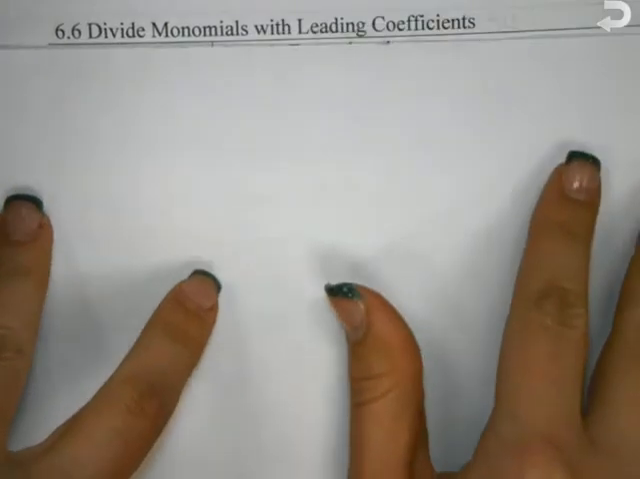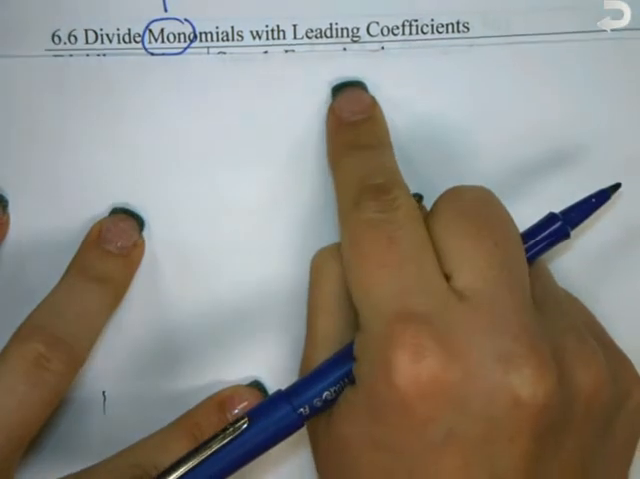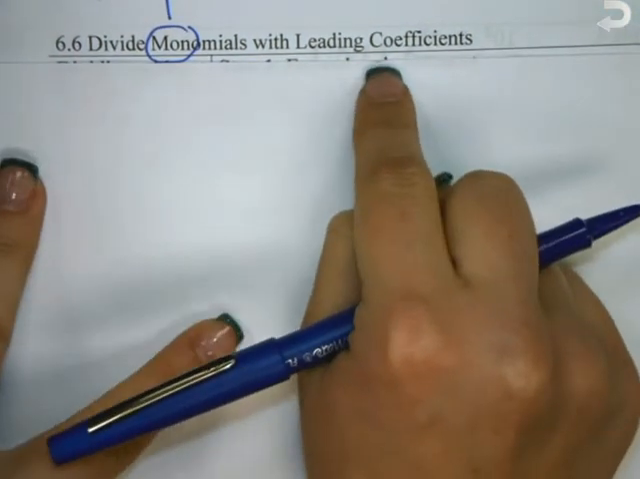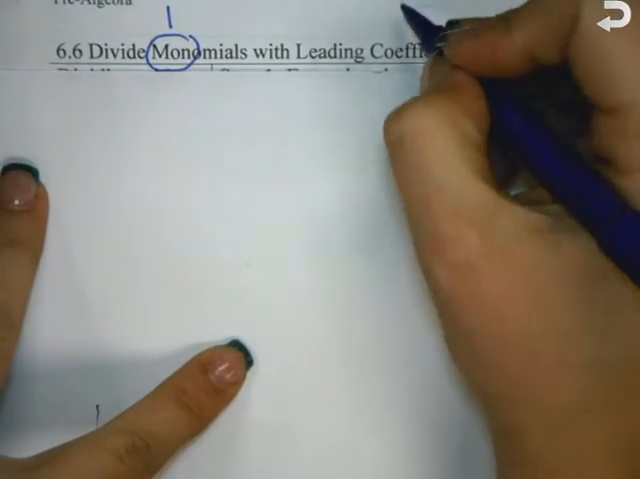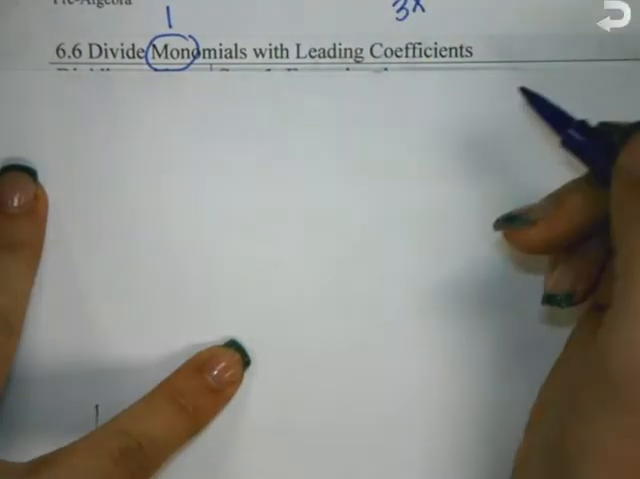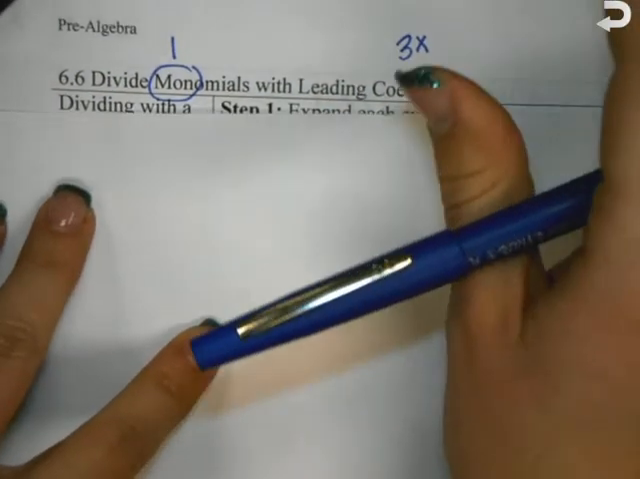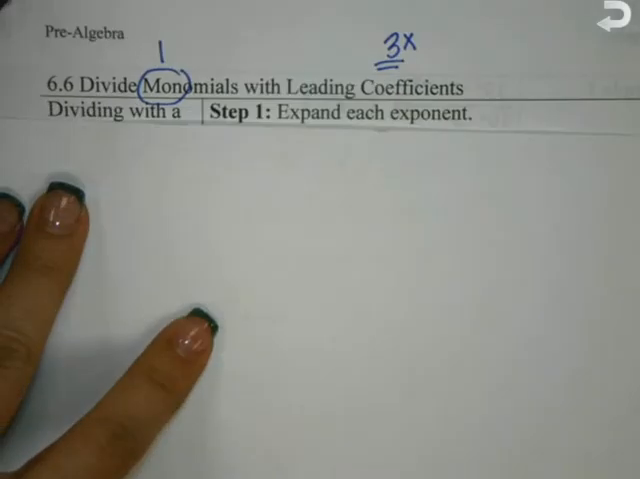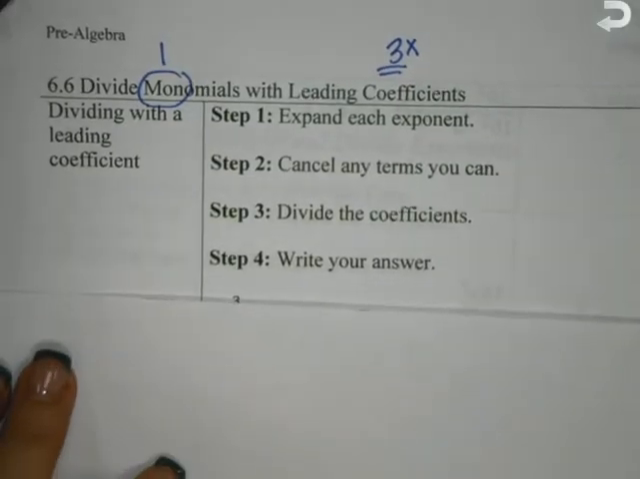So yesterday we divided monomials. Can somebody tell me what monomial means? What does mono mean, Preston? One. Today we're dividing with leading coefficients. Yesterday we did it without leading coefficients. Let's say I have something like 3x. What's the coefficient there? 3. So the coefficient would be 3.